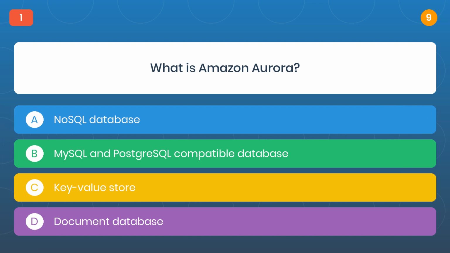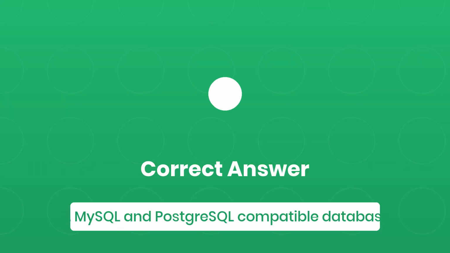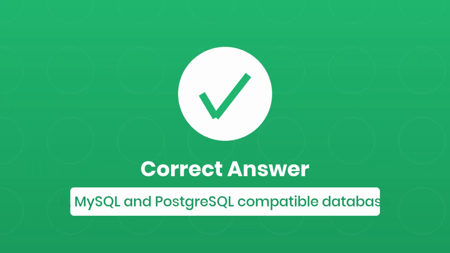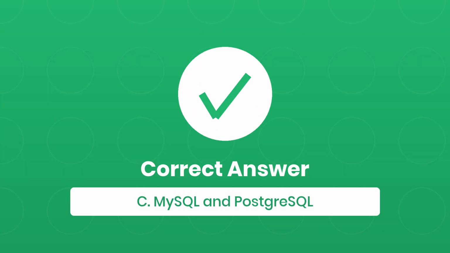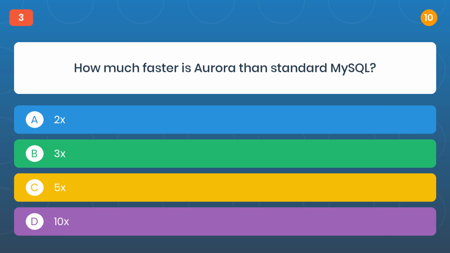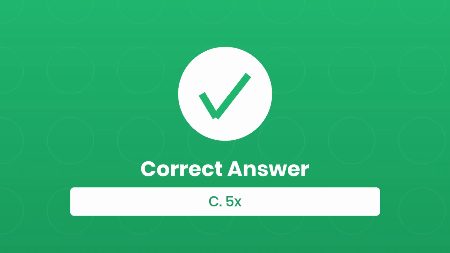Question 1. What is Amazon Aurora? The correct answer is B, MySQL and PostgreSQL compatible database. Question 2. Which database engines does Aurora support? The correct answer is C, MySQL and PostgreSQL. Question 3. How much faster is Aurora than standard MySQL? The correct answer is C, 5x.